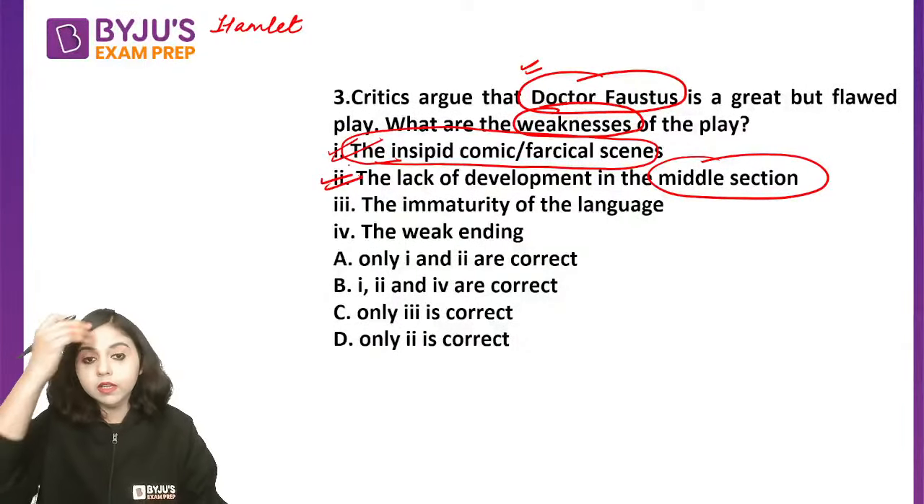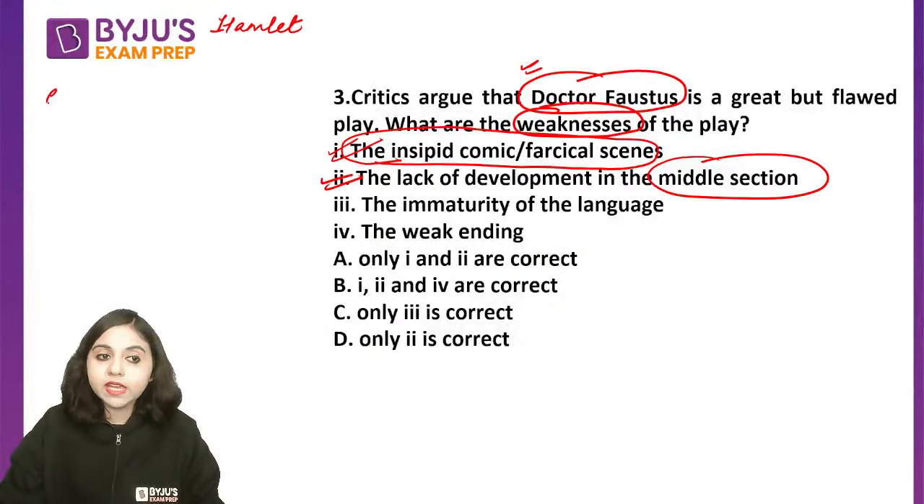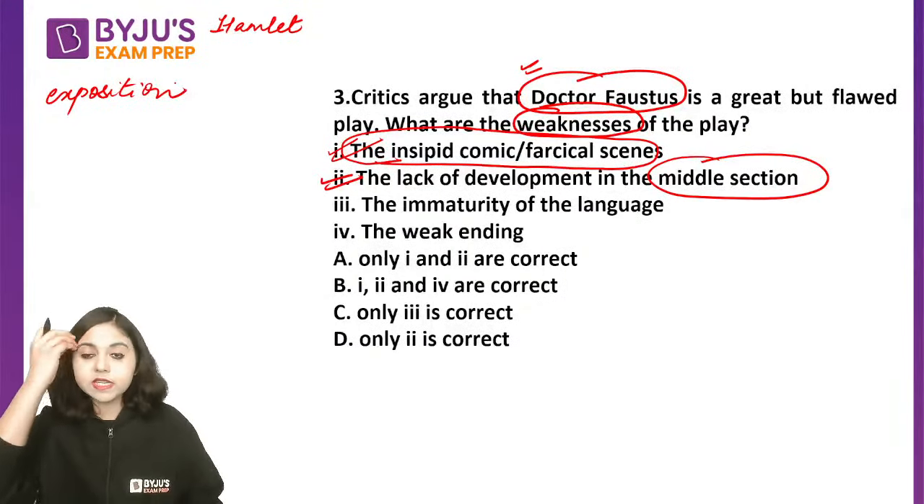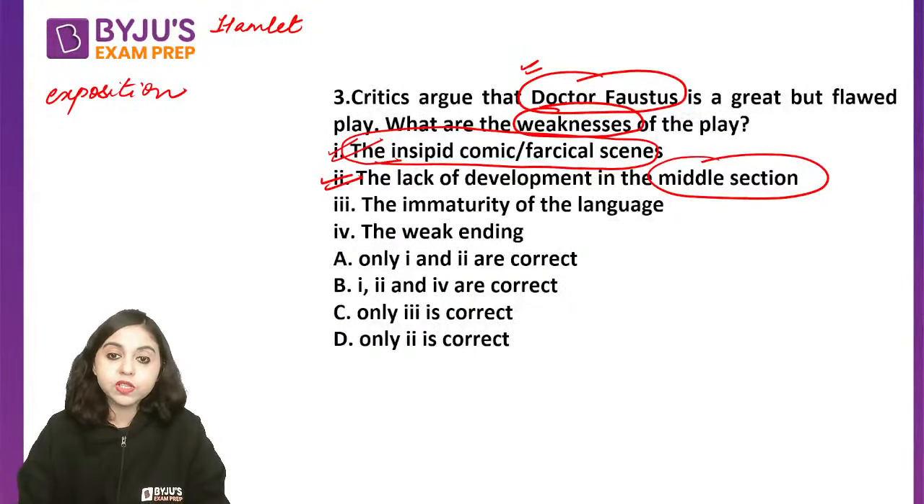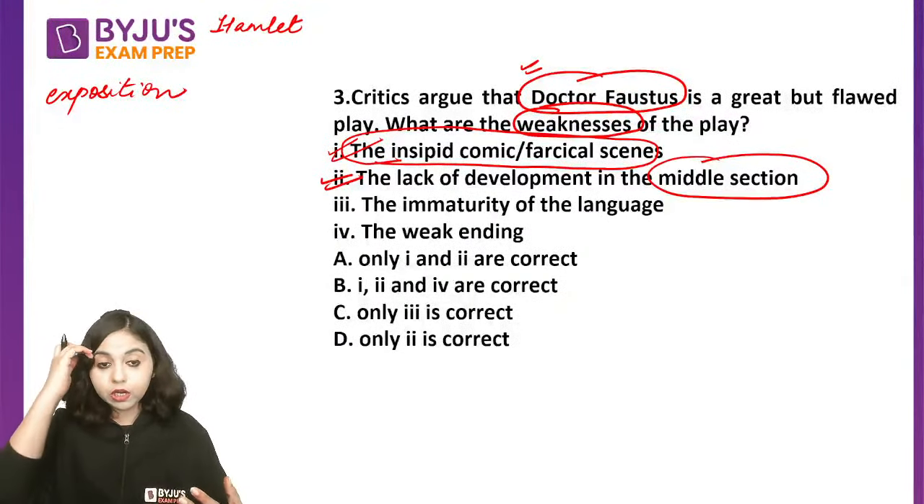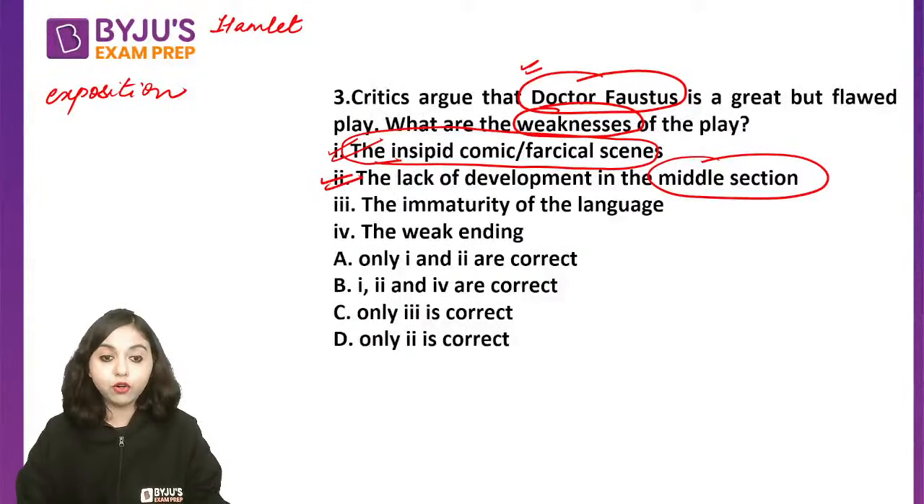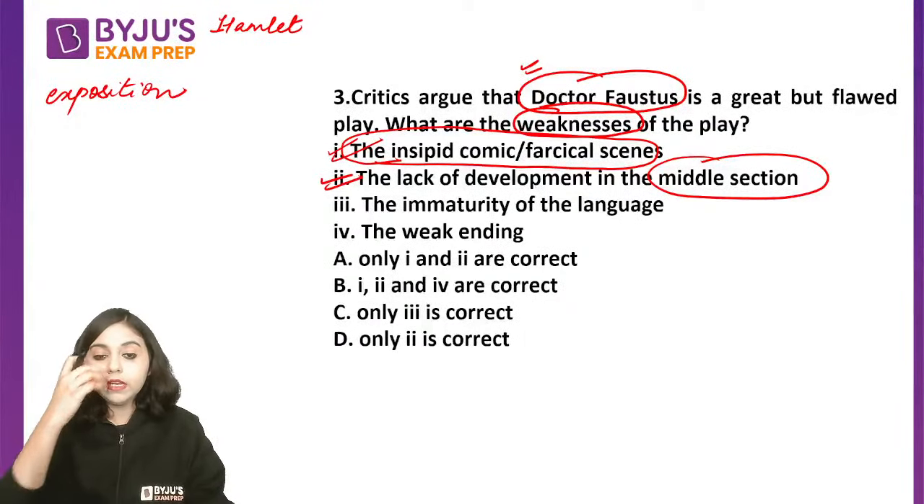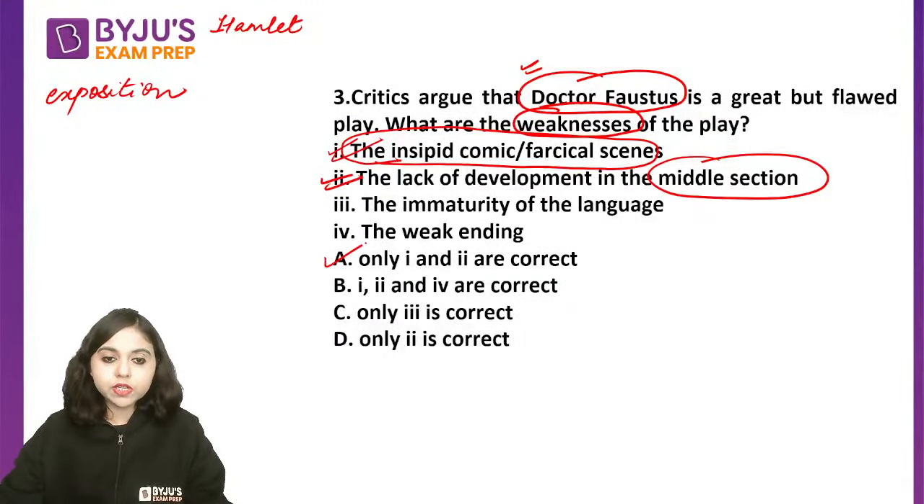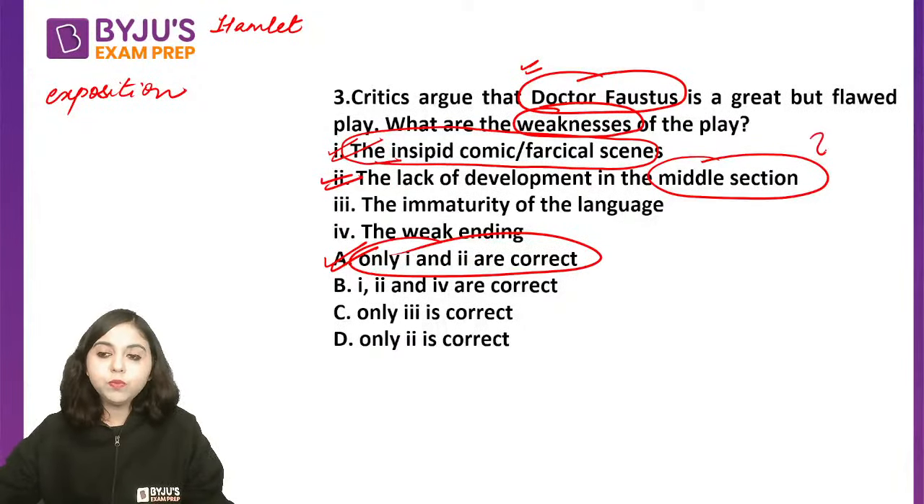Middle section is not developed. The frontal exposition is great. You are able to see that, but the middle portion is not developed at all. We see Faustus engaging in all sorts of crazy pursuits, so he doesn't look like a man of stature being engaged in these various kinds of pursuits altogether. Right? So here, language is something that everybody has praised largely, but these are the two major problems.